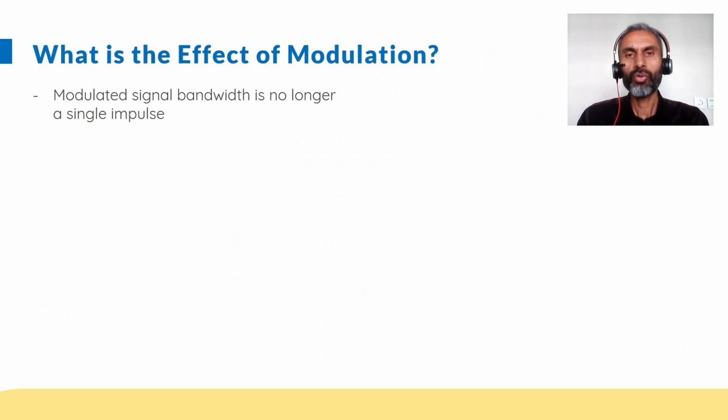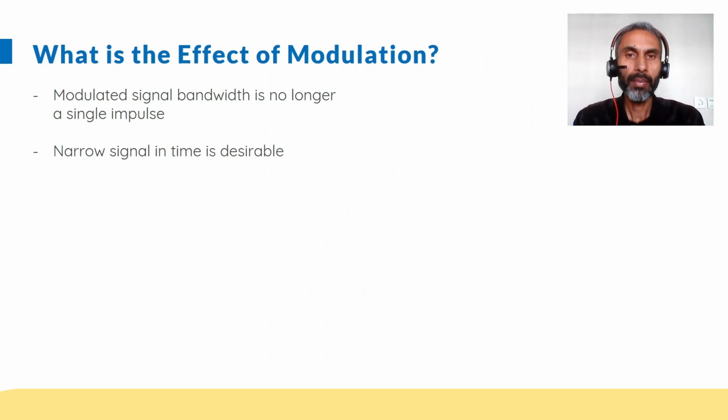Modulated signal bandwidth is no longer a single impulse in frequency domain. Instead, we have a large bandwidth signal. But remember that for ranging perspective, a narrow signal in time domain is more desirable. Why? Because when multiple echoes are arriving from a target, then we need to have them separately arriving at the receiver. Otherwise, they will all jumble up and we will lose the actual range of the target.